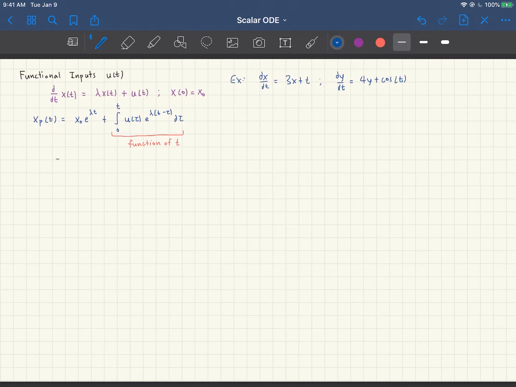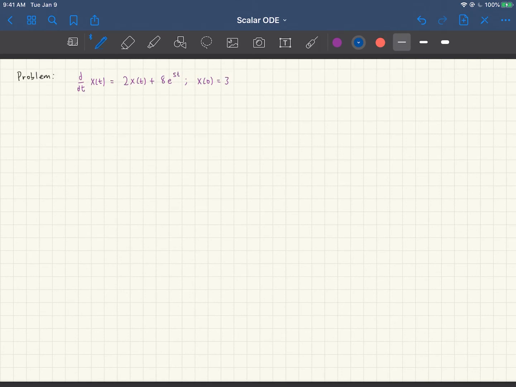And you can also pull the e to the lambda t out to say that this is equal to e to the lambda t, the integral from 0 to t, u of tau, e to the minus lambda tau d tau. And in the homework, you'll actually verify that this particular solution, so this entire thing here, satisfies the differential equation. So something like show the derivative of xp of t is equal to lambda xp of t plus u of t.